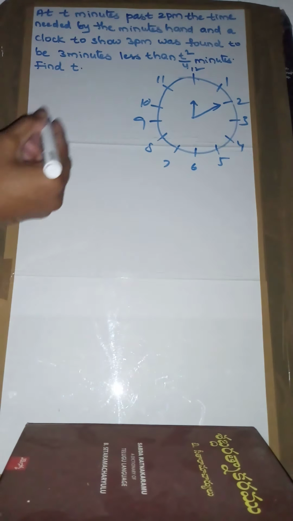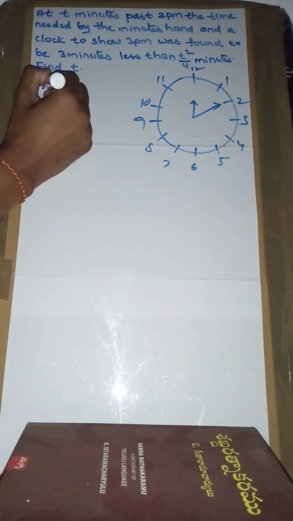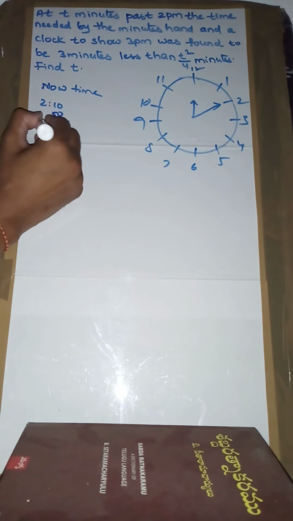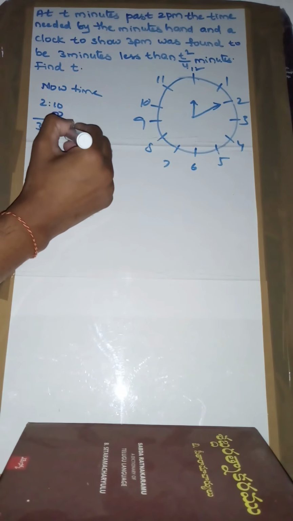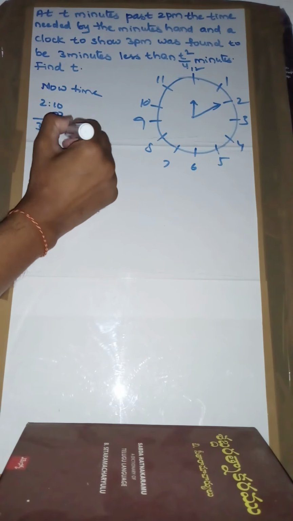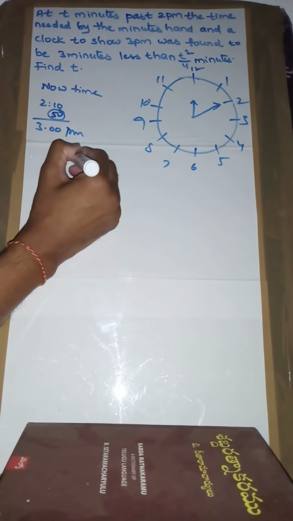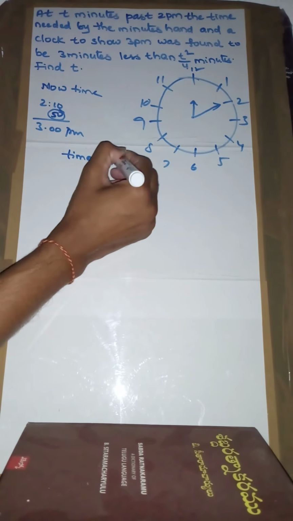For example, I will give a question here. For example, now the time is 2:10. Then to show 3 hours, that is 3 p.m., how many minutes are less? 50 minutes. Therefore, it shows 3 hours. That is the meaning. 3 hours is nothing but 3 p.m. So how many minutes are less here? 50. That is the reason I will explain this as t minutes.